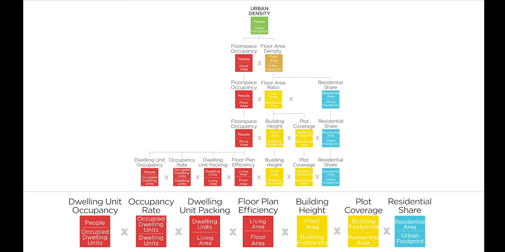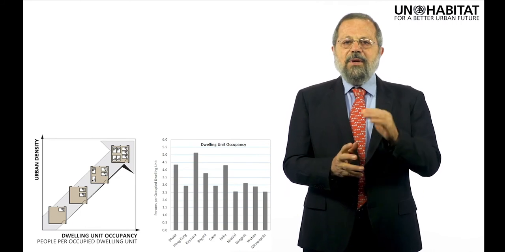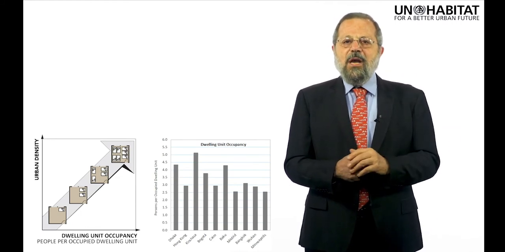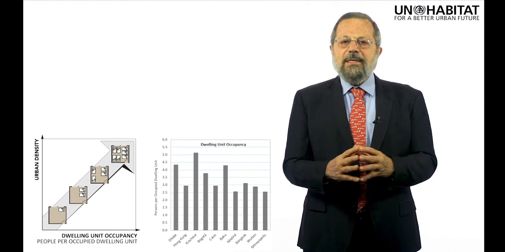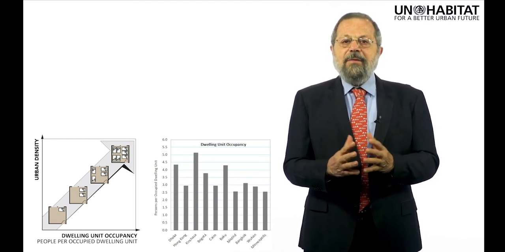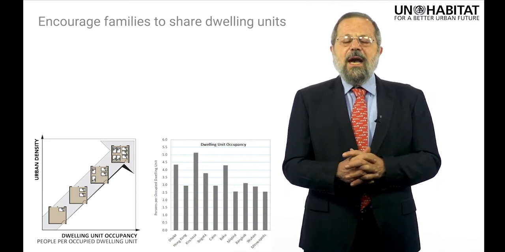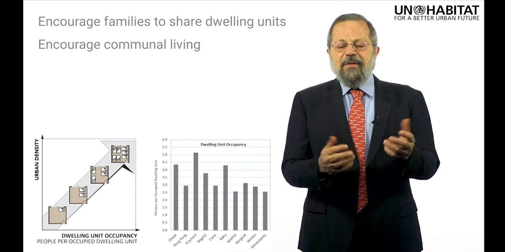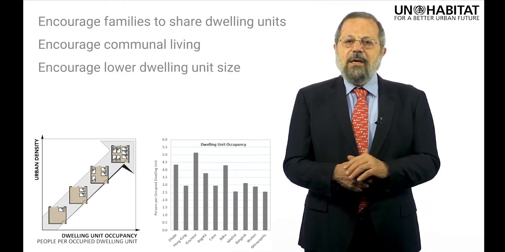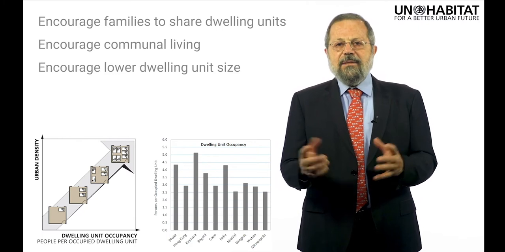We can now see that in order to densify a city, we must increase one or more of these factors while ensuring that others do not decline. This kind of analysis has useful policy implications. We can increase dwelling unit occupancy, for example, by increasing the number of people that occupy a single dwelling unit. In times of crisis, we can do so by forcing family to share dwelling units. Otherwise, we can encourage communal living and larger households, or we can encourage lowering dwelling unit size.